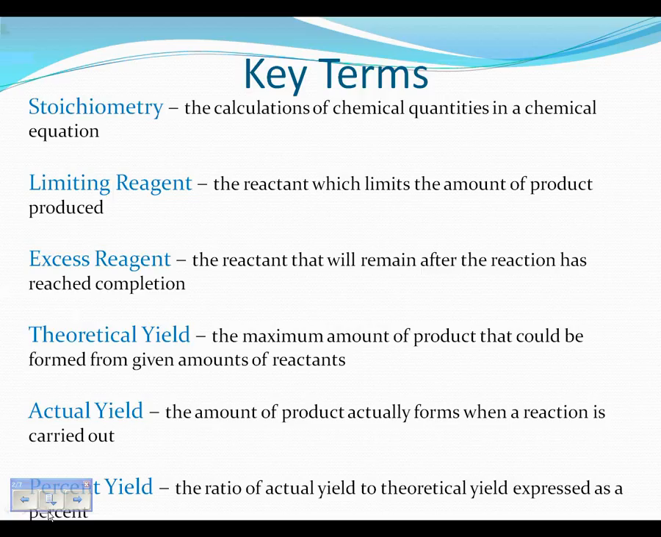An important part of stoichiometry is limiting and excess reagents. A limiting reagent is the reactant that limits the amount of a product produced. The excess reagent is the reactant that remains after the reaction is completed. This is important because it allows us to calculate how much of the excess reagent will be left at the end of a reaction.